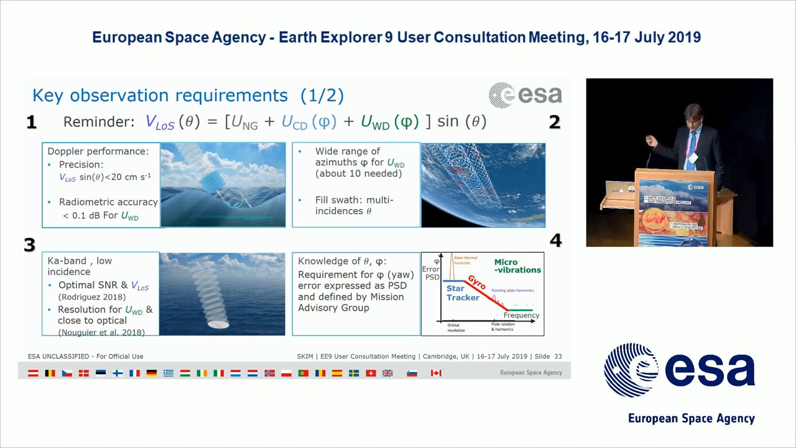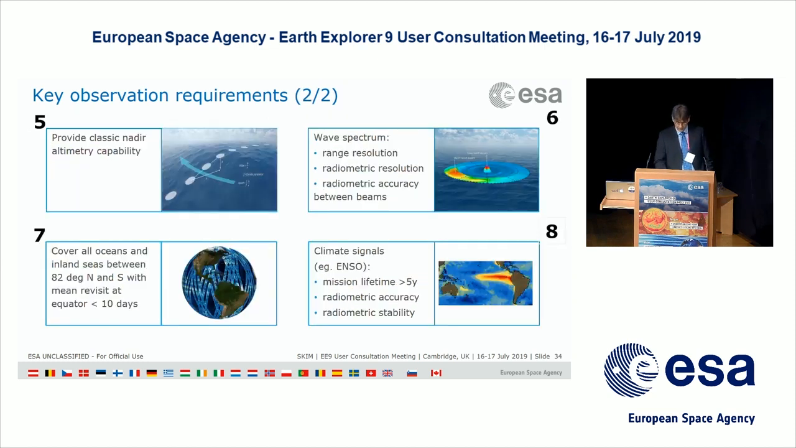Other requirements are related to the nadir beam on the altimeter. Spectral resolutions, essentially we have to resolve these 30-meter wavelengths to be able to get the wave Doppler. We want to cover the Arctic because it's changing very fast, and the equator in less than 10 days, and we have to have a system that lasts long enough to see interannual variability.